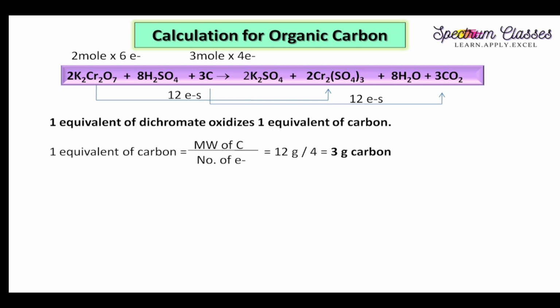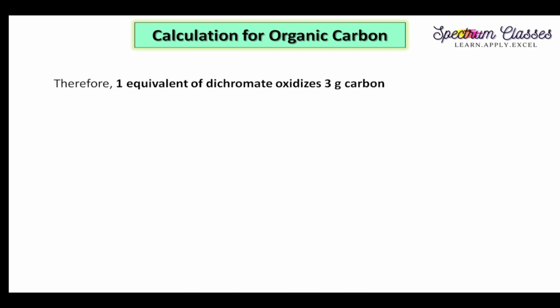Now coming to the conversion factor, one equivalent of K2Cr2O7 oxidizes one equivalent, not 1 mole. This is mole, but we are talking about equivalent, right? So one equivalent of dichromate oxidizes one equivalent of carbon. One equivalent of carbon is equal to the molecular weight of carbon divided by the number of electrons. So 12 divided by 4 is equal to 3 grams of carbon. Now, one equivalent of dichromate oxidizes 3 grams of carbon. This is in grams. This is one equivalent ratio.